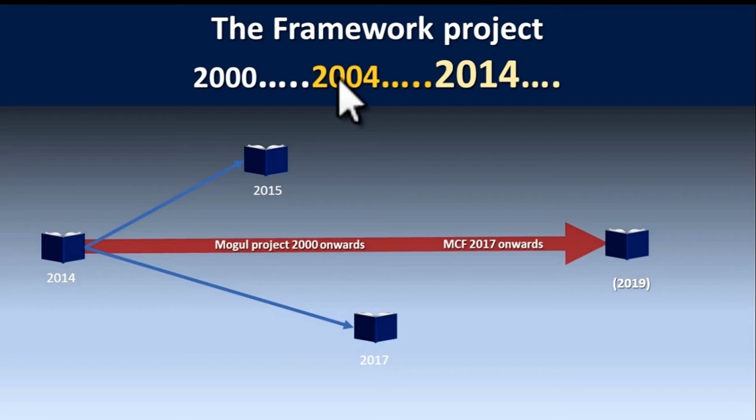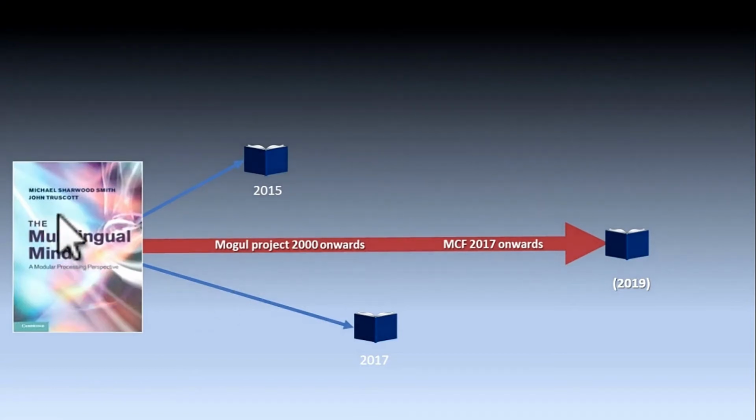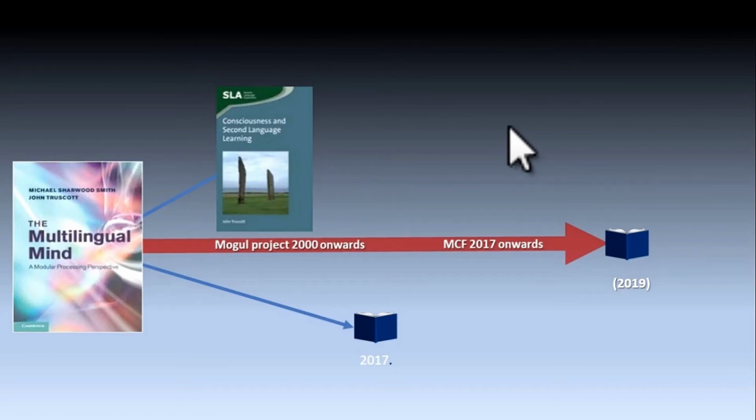This one basically set out the idea of the framework, but it never got a comprehensive treatment until 2014, which is when our first book appeared in Cambridge University Press, called The Multilingual Mind. And this is, as I said, the first comprehensive treatment of the framework, and ever since the framework has been developing. But the first 2 books that appeared were essentially spin-offs from the first book, and the first of these was John Truscott's book on consciousness and the second language learner.